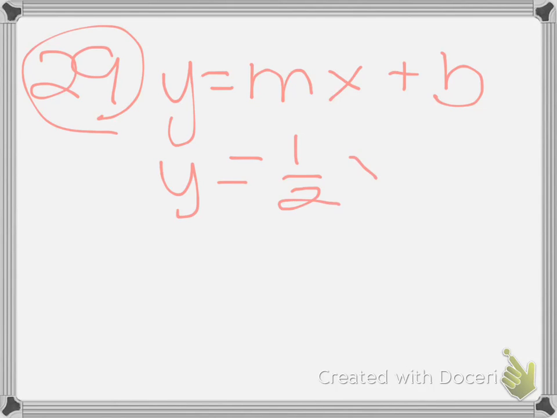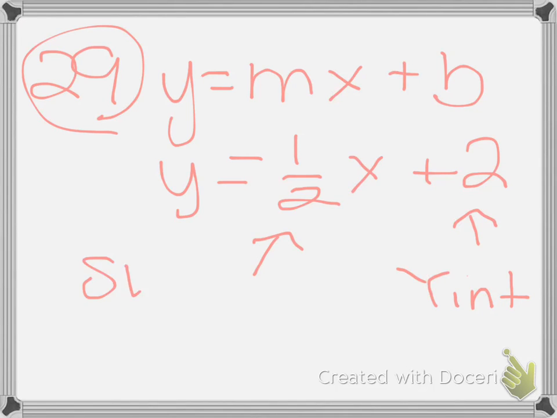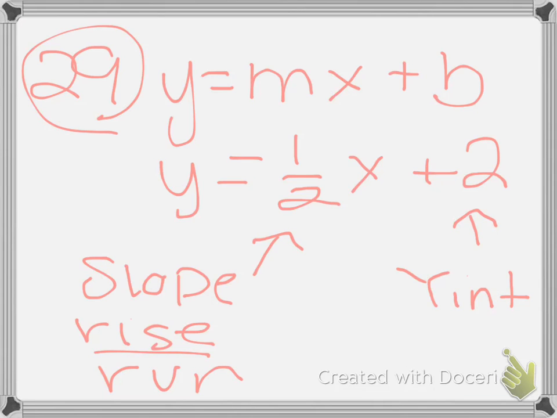is in the form y is equal to mx plus b. Remember, in this one, we have y is equal to 1/2 x plus 2. Remember, this is your y-intercept. That's where it crosses the y-axis on the graph. This is your slope. Your slope is your rise over your run. I like to think of b as my beginning point to remind you that's where you always start.